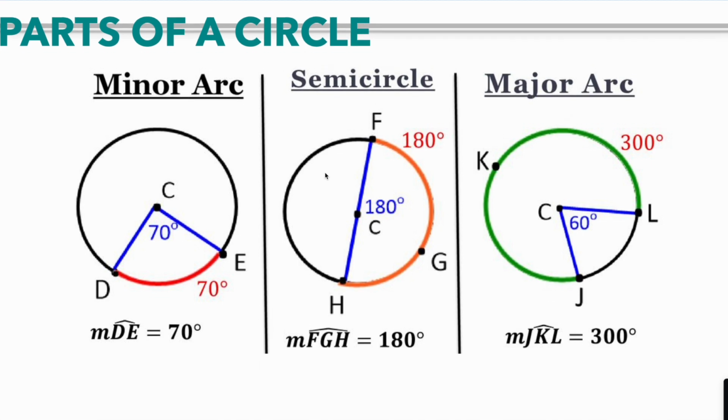So there are three different definitions you need to know. There's a minor arc, there is a semicircle, and a major arc. A minor arc is any arc or central angle that is less than 180 degrees. Any minor arc less than 180 degrees. A semicircle is exactly equal to 180 degrees, and a major arc is going to be any angle that is greater than 180 degrees.